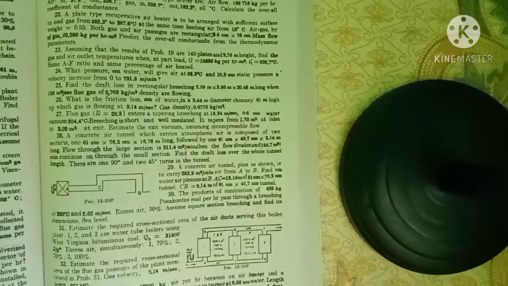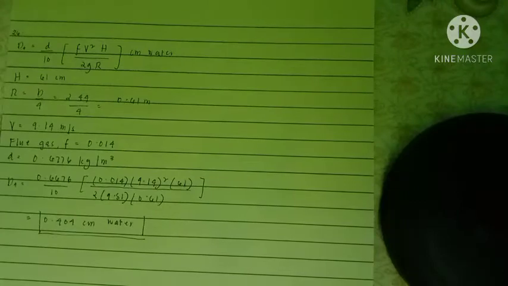Problem number 26. What is the friction loss in centimeters of water in a 2.44 meter diameter chimney 61 meters high up which gas is flowing at 9.14 meters per second? Gas density is 0.6776 kilogram per cubic meter. Next is number 26. It's kind of similar to number 25.